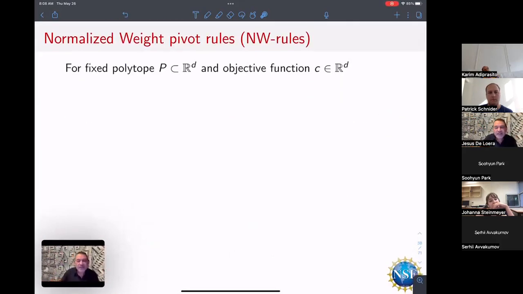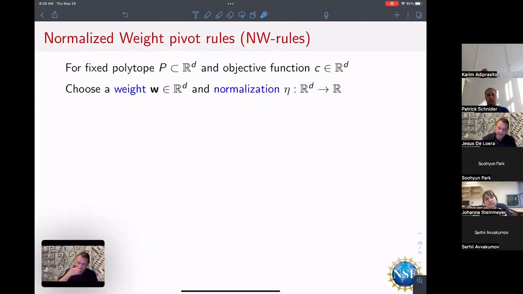Okay, so I'm going to define a family of pivot rules called the normalized weight pivot rules, which you will see are essentially the shadow vertex pivot rule or the slim shadow that I showed you before for every polytope. These are defined for every polytope, and they are going to turn out to be very nice memoryless pivot rules. Okay. So how do I define these new pivot rules? So I have a polytope and I have my objective function as usual.